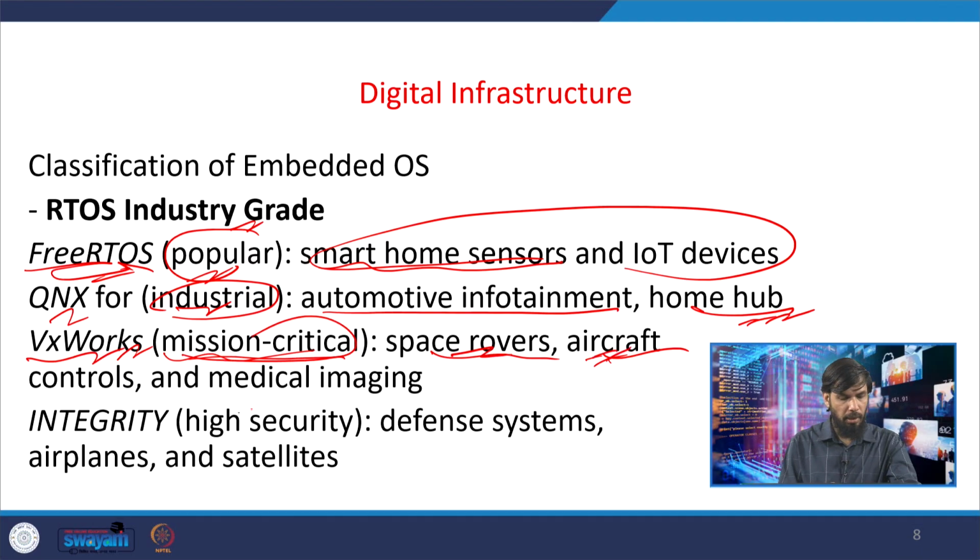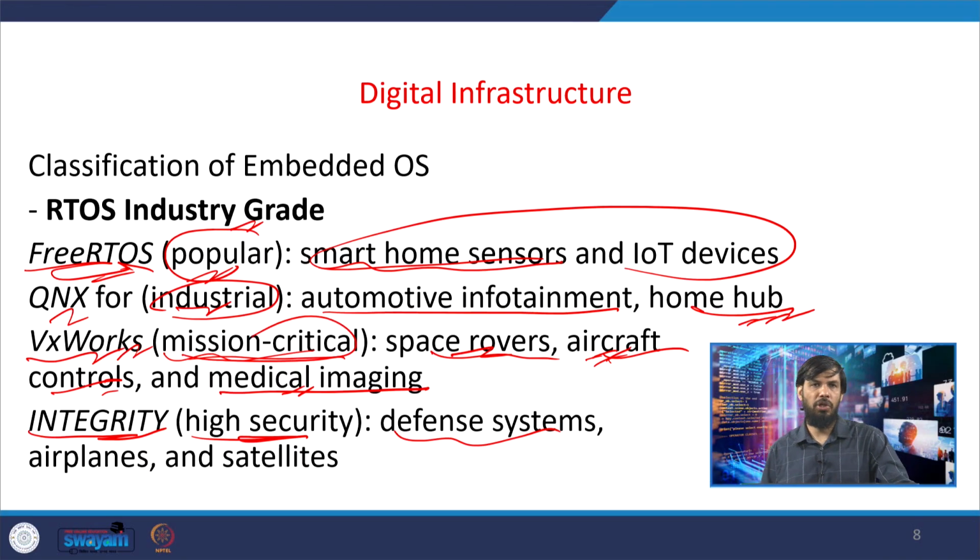Then space rovers, aircraft controls, and then medical imaging. VxWorks can be used because in some cases you have to protect a life, and those are also mission critical scenarios. So medical imaging is there. Then INTEGRITY is another RTOS. This is for high security scenarios, for example defense systems, where you don't want your communication or recorded conversations to leak. So defense systems, airplanes and satellites, satellite communication, all that. There you want high security, and INTEGRITY is one RTOS that caters to those scenarios, right?